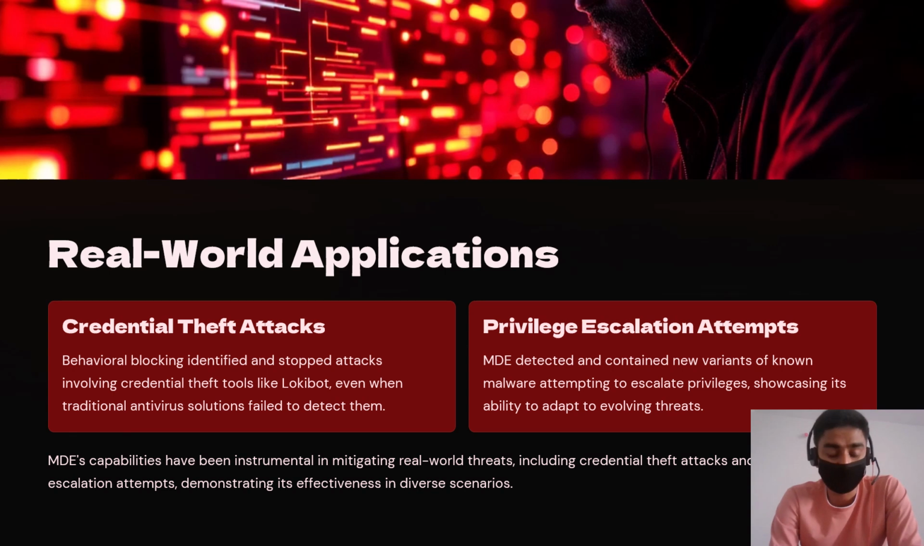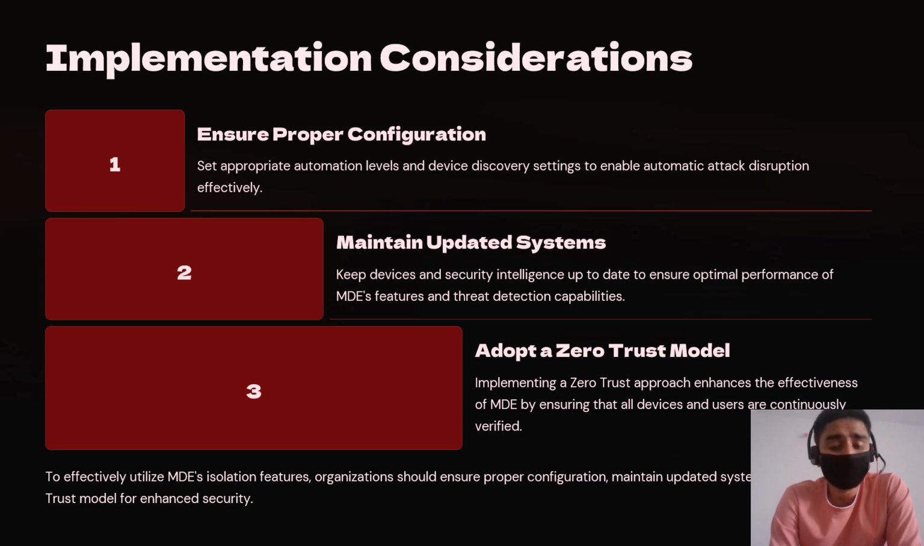MDE capabilities have been instrumental in mitigating real-world threats, including credential theft attacks and privilege escalation attempts, demonstrating effectiveness in diverse scenarios. So this is what the real-world application is all about.